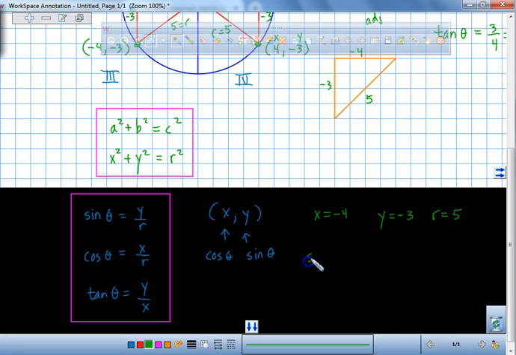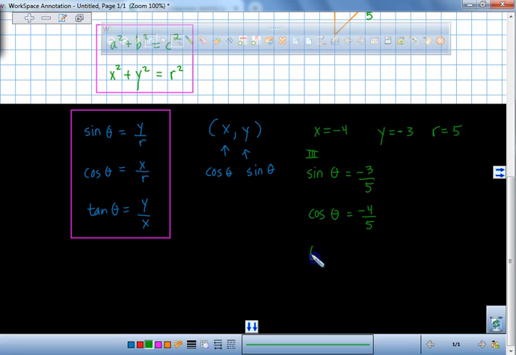If I said, what's the sine of theta in quadrant number 3, what would you guys say? It's the y over the r. So what are we going to say? -3 over 5. Boom, you're done. What's the cosine of theta? The cosine of theta is always what? X over r. What's the x value? Boom, -4 over 5.